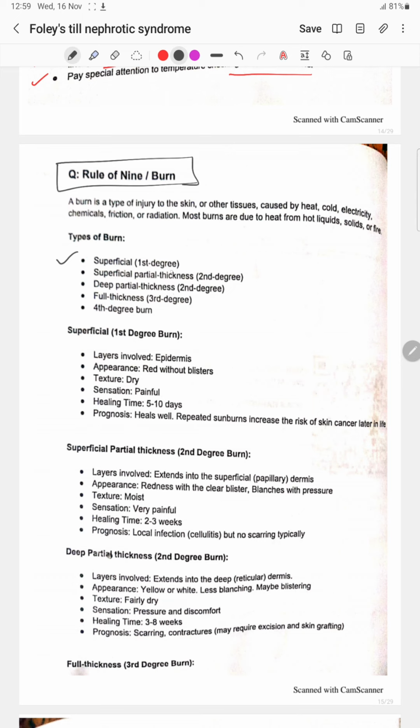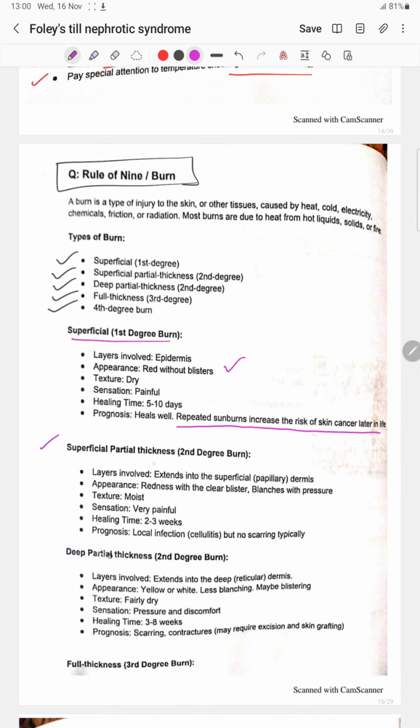The types of burn are the superficial first degree burns, the superficial partial thickness second degree, the deep partial thickness second degree, the full thickness third degree, and the fourth degree burn. The superficial, the first degree, involves the layer of the epidermis. The appearance is red without blisters, the texture is dry, the sensation is painful, the healing time is 5 to 10 days, and the prognosis is that it heals well. Repeated sunburn increases the risk of skin cancer later in life.